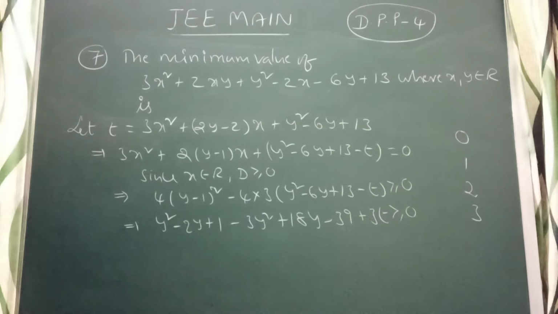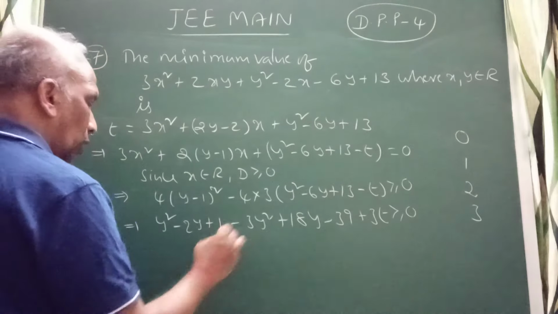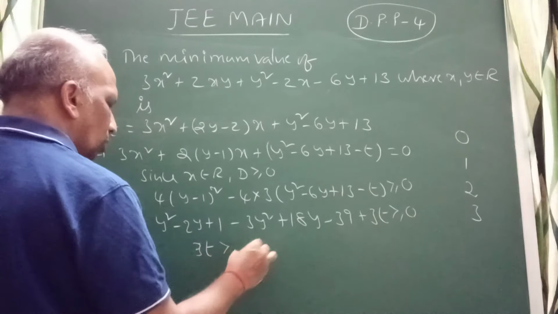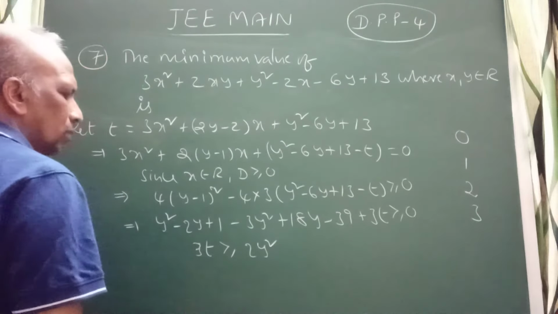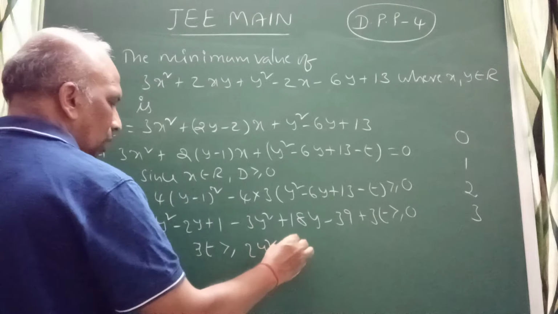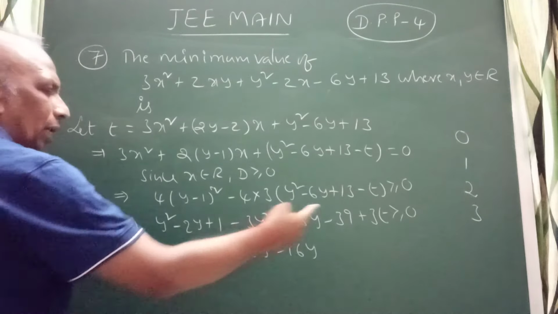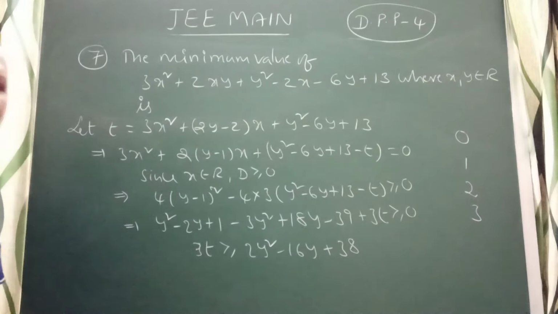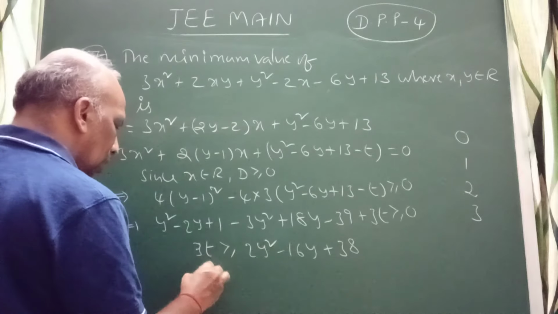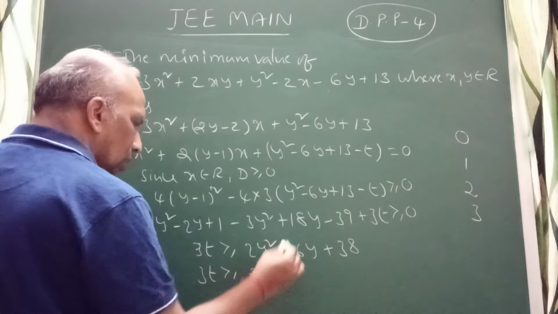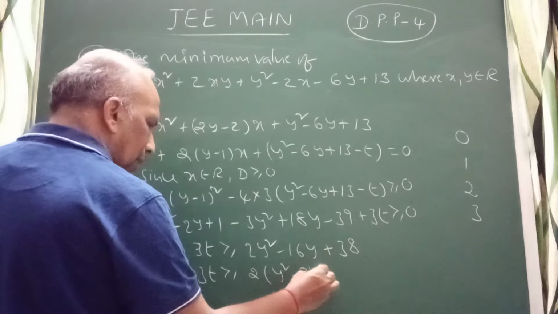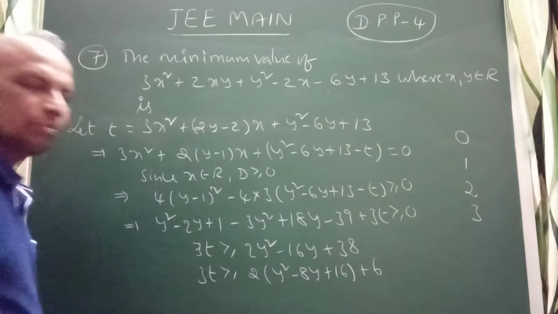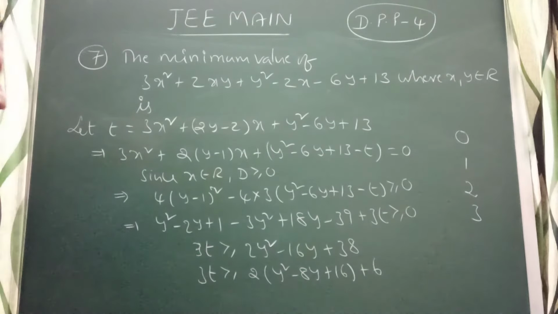Right. Now you can write this as minus 2y². I can transfer that side. 3t is greater than or equal to 2y² − 16y + 38. It comes like this, correct? Now I can take 2 common here. 3t is greater than or equal to 2 into y² − 8y + 16 + 6, that is 32 plus 6, 38. Now you can check this one.